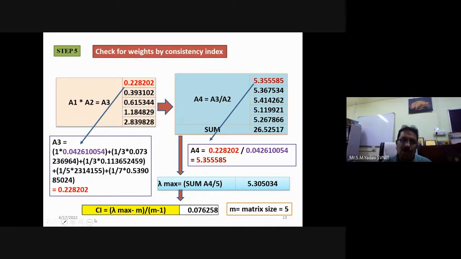From that, you have to find out the consistency index. The formula for consistency index is lambda max minus m, divided by m minus 1. Here m is my matrix size.